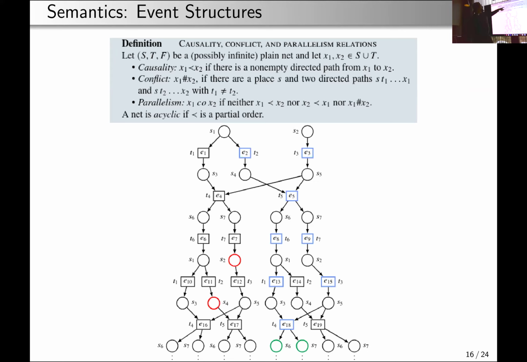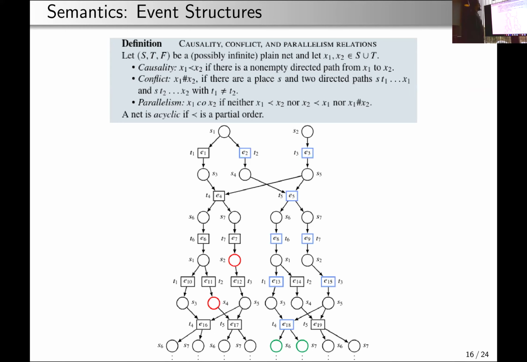So I already went through all these notions. There's causality, which is just the transitive closure of the flow. It's a partial order. And conflict is defined through the having branched at a place relation. So you define E4 to be in conflict with E5, and then you take the closure by causality. Okay, so once you're in conflict, whatever happens next will remain in conflict forever.